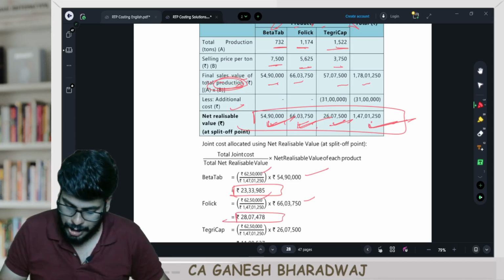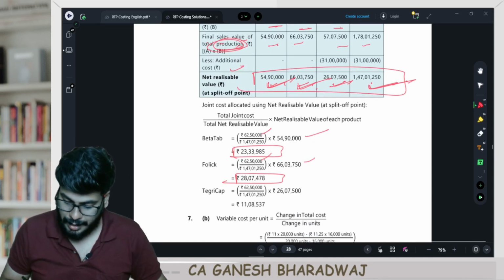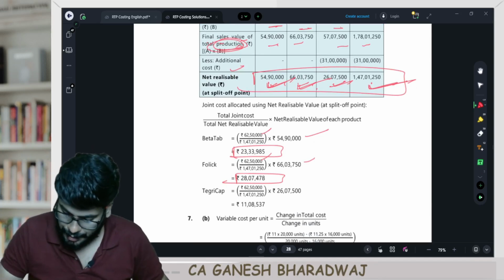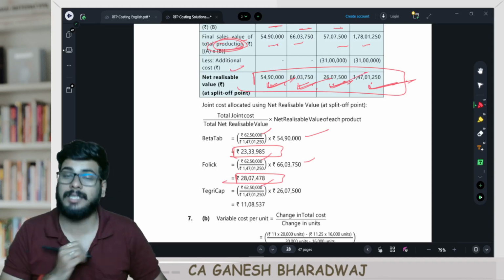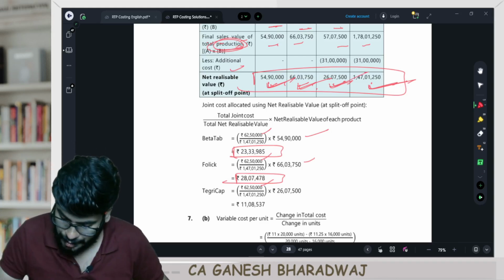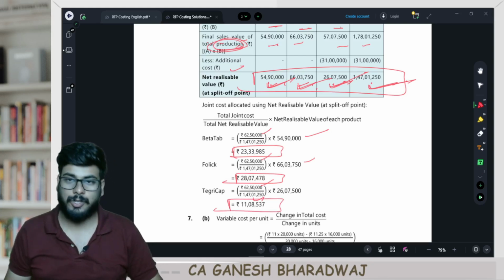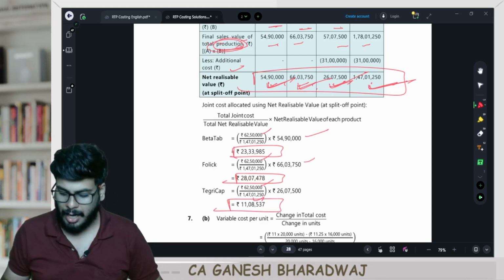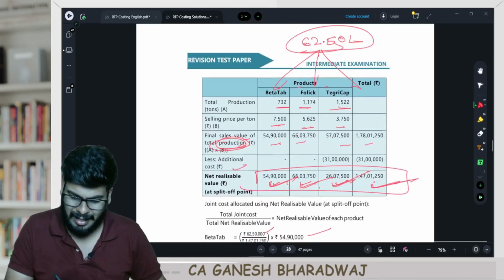That's going to be how much? It's going to be 28,07,478. And finally, for the third product, it's going to be 62,50,000 into 26 lakh 7,500 upon 147,01,250. That gives you a total of 11,08,537. Are you clear with this? Fine. So if you do this, you will get each and every figure directly.